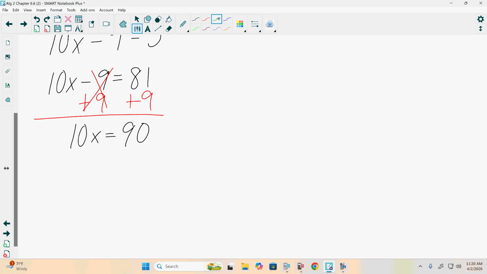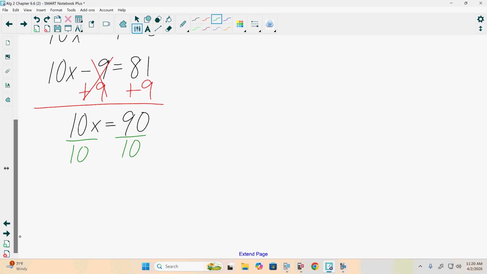And last but not least, we would divide both sides by 10, telling us x is equal to 9. Questions on this here?